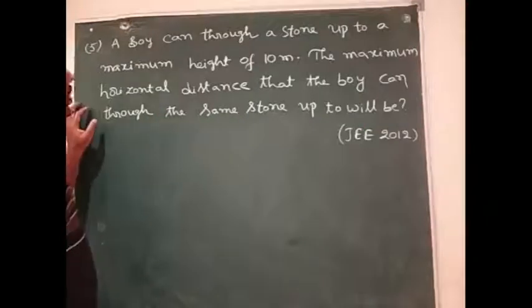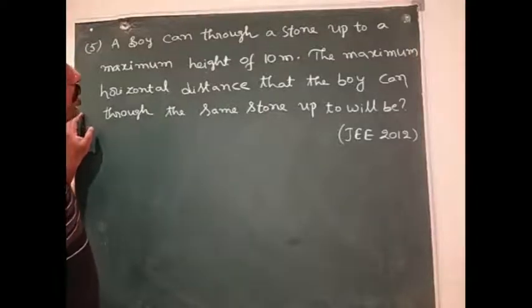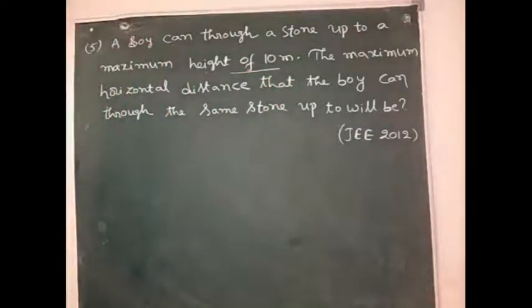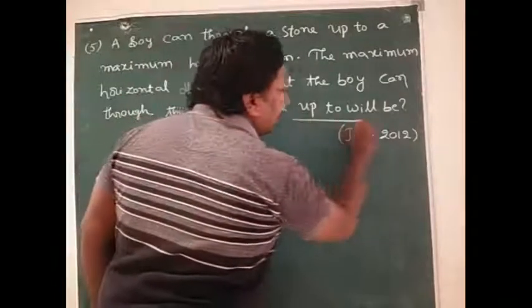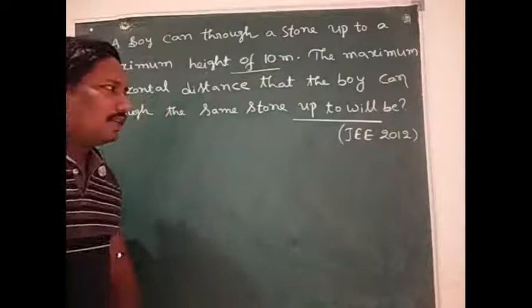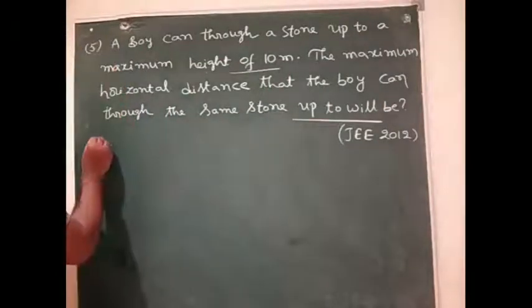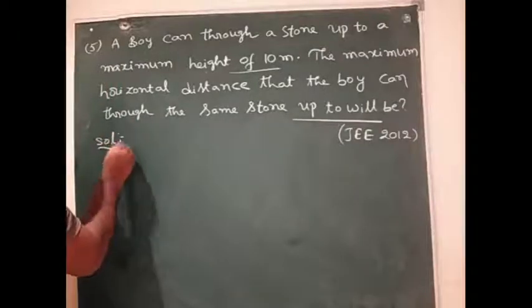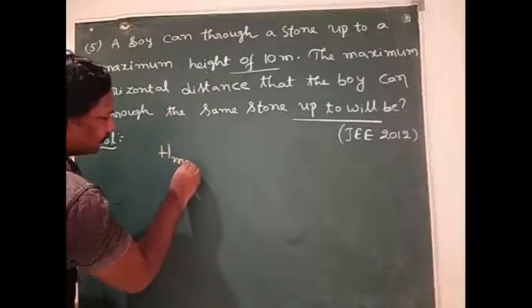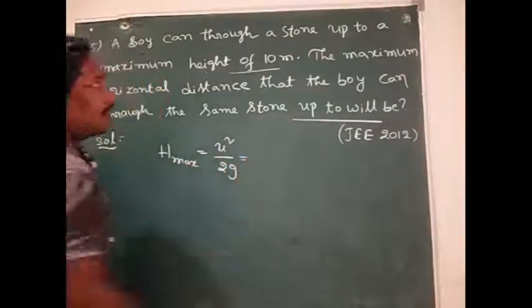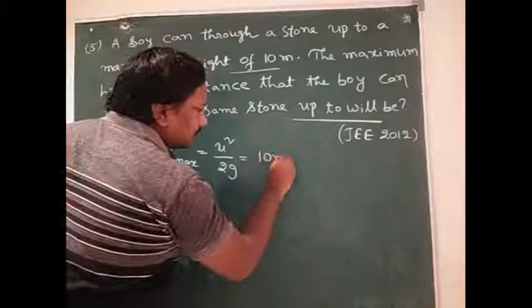Next, problem number 5. A boy can throw a stone up to a maximum height of 10 meters. The maximum horizontal distance that the boy can throw the same stone up to will be? This question was asked in the JEE Mains 2012 paper. In this problem, maximum height equals u square by 2g, which is equal to 10 meters.